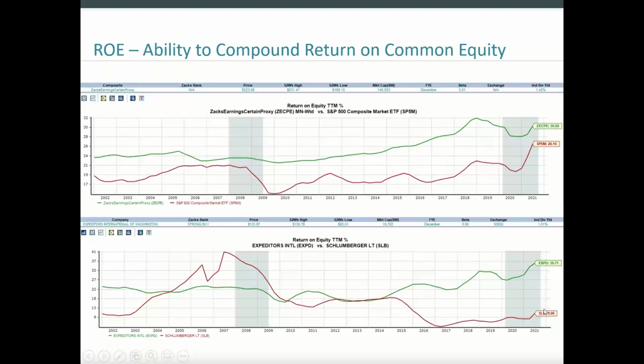Okay. Same thing with the ability to compound return on common equity. Earnings certain portfolio always above the S&P 500. S&P 500 is accelerating a lot due to the cyclical rebound, but again, it is very cyclical in nature. The earnings certain portfolio is still beating it by about 4%. You can see Expeditors down here, ROE versus Schlumberger. Expeditors is a company that I mentioned earlier, probably the best of breed global transportation logistics company. I use them in conjunction with C.H. Robinson in the earnings certain family. And you can see that is basically outperforming Schlumberger on an ROE basis, almost 4x.